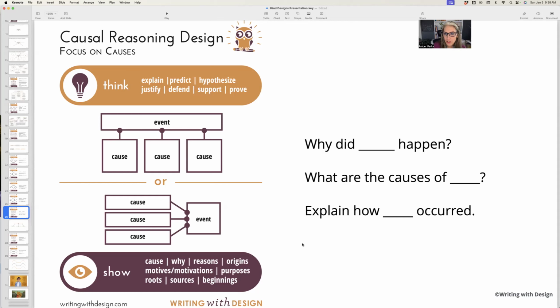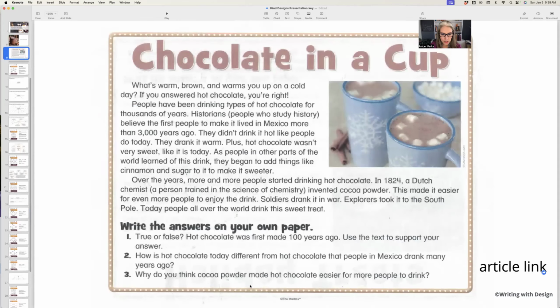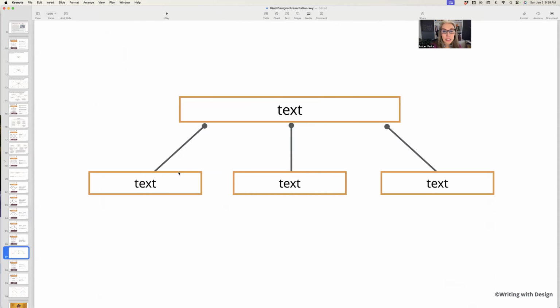So look at these great questions. Why did blank happen? What are the causes of blank? Explain how blank occurred. And so let's go back to our questions because there was a why question. Why do you think cocoa powder made hot chocolate easier for more people to drink? Well, that article doesn't exactly share that. It just says that it made it easier. So this might require us to do some additional research, but we can also use our background knowledge in this case.